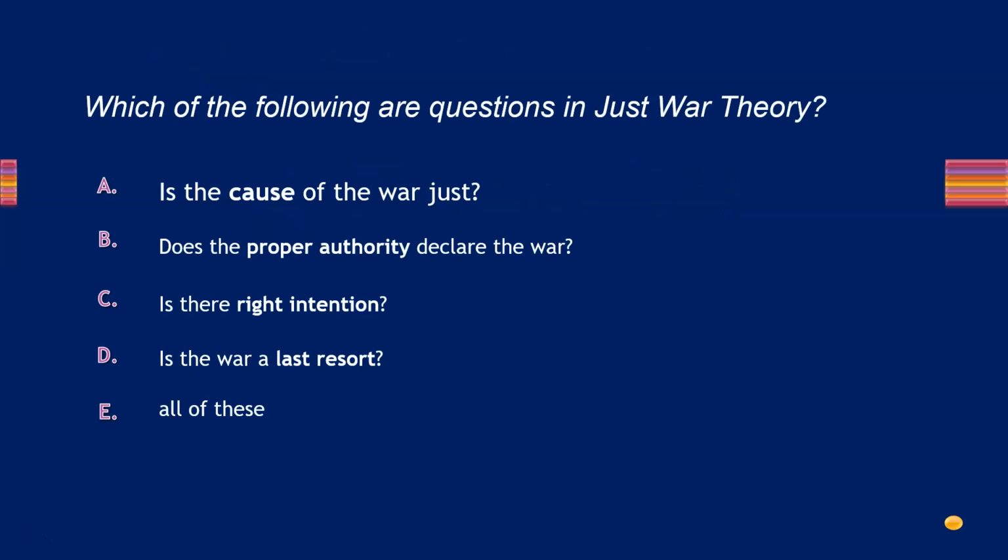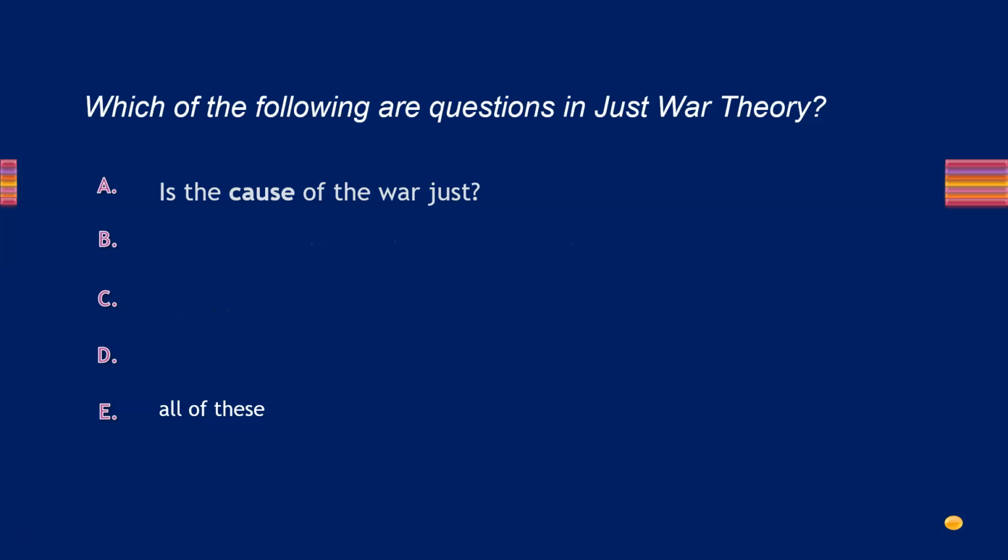Which of the following are questions in just war theory? There are 7 questions. There are 4 listed here. Are they all the right questions? Is the cause of the war just? Does the proper authority declare the war? Is there right intention? Is the war a last resort? Or all of these? And as you probably guessed, I frequently have all of these as an answer. Those are 4 of the 7 questions in just war theory.